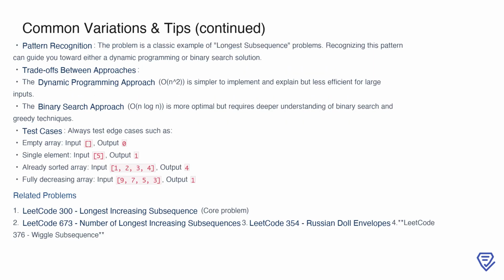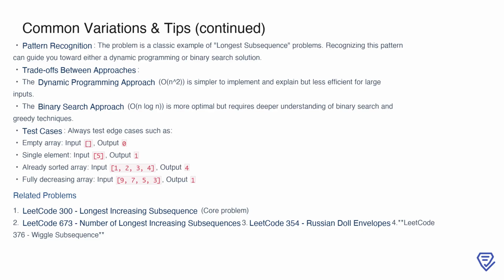Now, let's talk about some broader insights and strategies for this problem. Recognizing that this is part of the longest subsequence family of problems can help you identify the right approaches. Typically, you'll choose between dynamic programming and binary search. The dynamic programming solution, with its O(n^2) time complexity, is straightforward to implement and explain, making it a good option for smaller inputs or during interviews. On the other hand, the binary search approach, which runs in O(n log n), is more efficient but requires a stronger grasp of binary search and greedy algorithms.